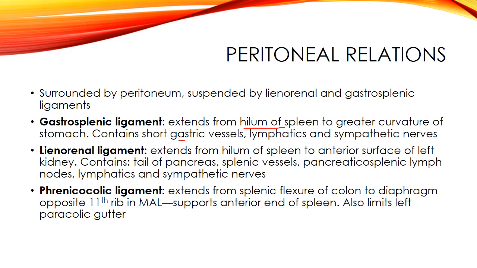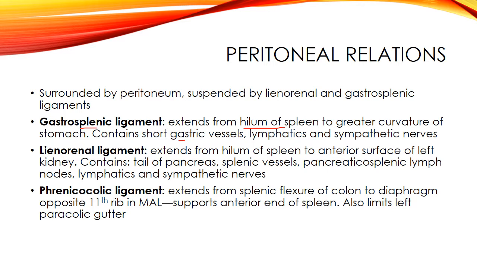Why does it transmit short gastric vessels? When we come to the arterial supply of the spleen, we will see that the spleen is supplied by the splenic artery, and this splenic artery gives off certain short gastric vessels which communicate and supply the greater curvature of the stomach through this gastrosplenic ligament.